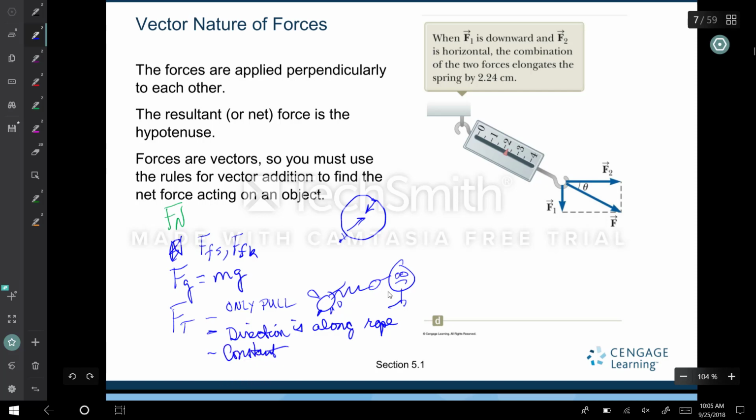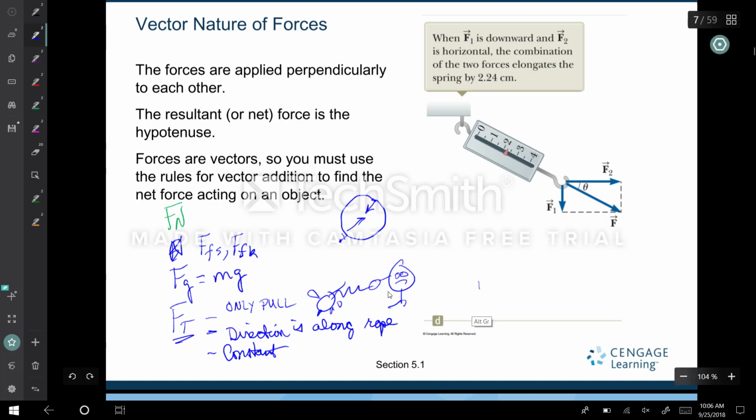The tension force is constant within the string. No, it's just the magnitude of it. It's constant, assuming that the weight of the string is negligible.